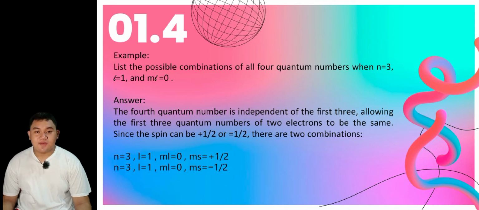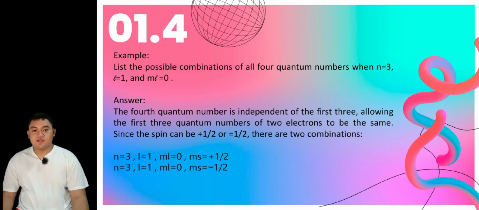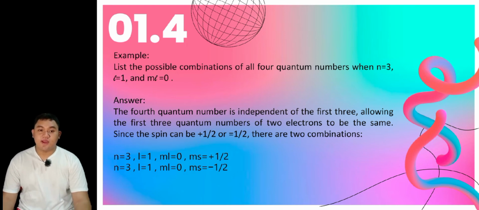Since the spin can be positive 1/2 or negative 1/2, here are the 2 combinations. N equals 3, L equals 1, ML equals 0, and MS equals positive 1/2, or N equals 3, L equals 1, ML equals 0, and MS equals negative 1/2. And there you have it. Those are the 4 quantum numbers used to describe completely the movement and trajectories of each electron within an atom.